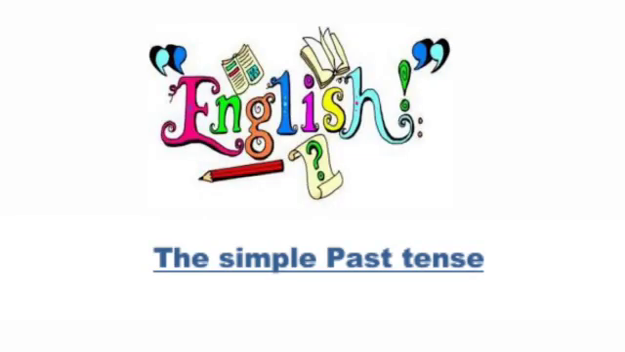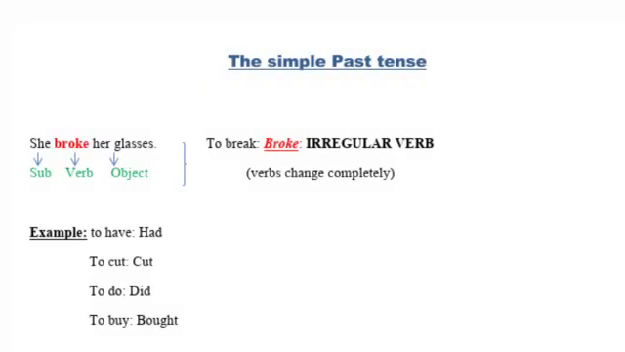The simple past tense. First of all, let's study the differences between the two types of verbs. The first example: she broke her glasses. The structure of this sentence is the subject, the verb, the object. The verb is written in red. It's broke, which is conjugated in the simple past tense.